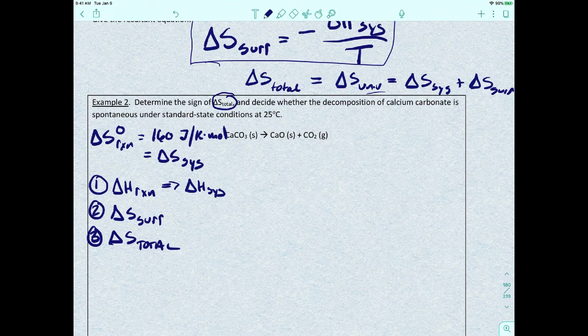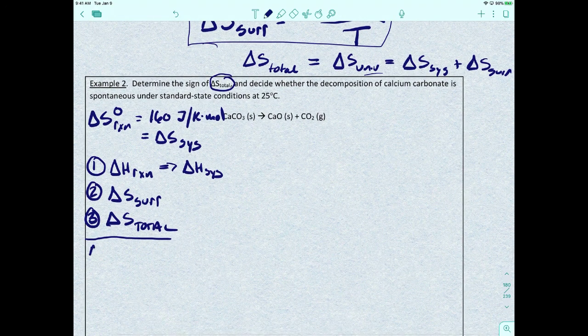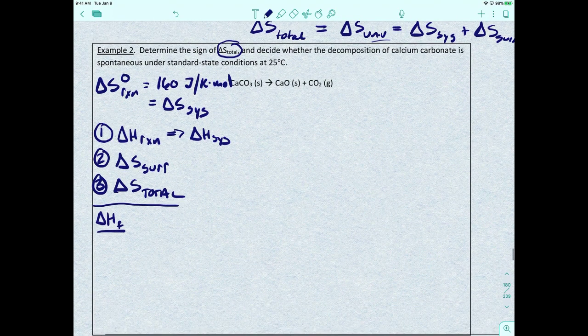Let's solve for the enthalpy of the reaction, because that gives us the enthalpy of the system. Take that divided by the temperature, that gives us the entropy of the surroundings. We know the entropy of the system already. We add those two values together, we should get the total entropy. All right, so let's get to this. To do step one, we got to find all of the enthalpies of formation for our compounds. Let's make a table here, delta H sub f's.